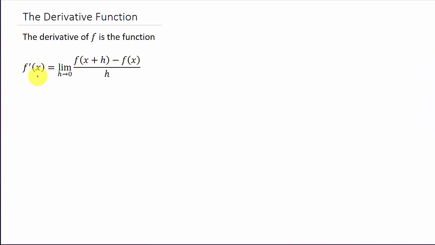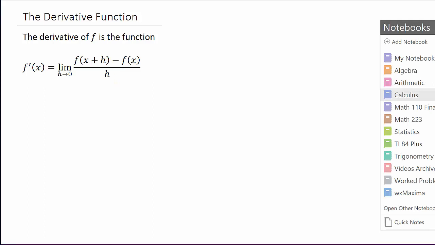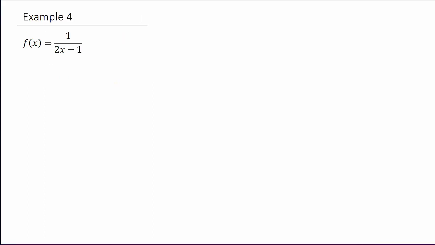Alright, so here the derivative of a function, f prime of x, is the limit as h goes to 0 of f of x plus h minus f of x over h. Alright, so let's look at example 4. Let's just go ahead and write the formula down. We've got f of x plus h minus f of x over h, and it is the limit as h goes to 0.